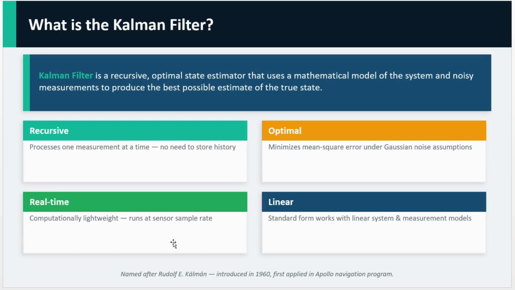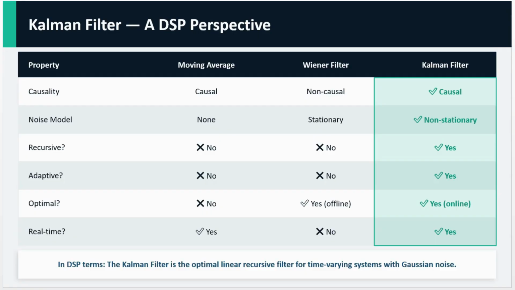And the next one is linear. Its standard form works with linear systems and measurement models. It was named after Rudolf Kalman, who introduced it in 1960. Its first major application was navigation for the Apollo spacecraft.